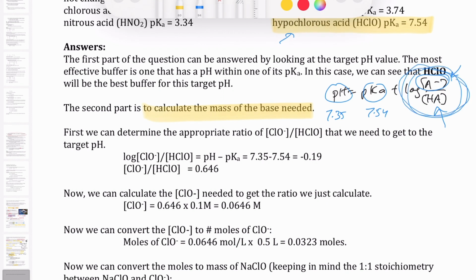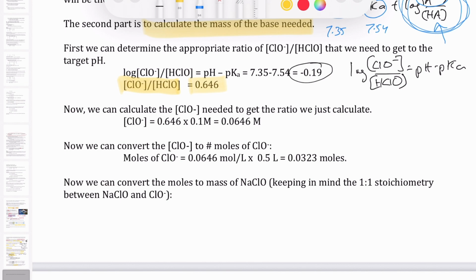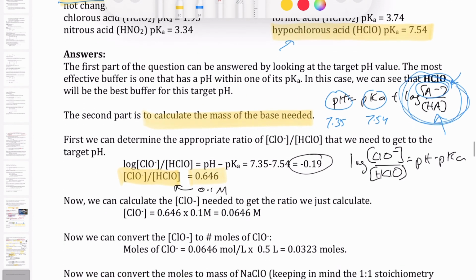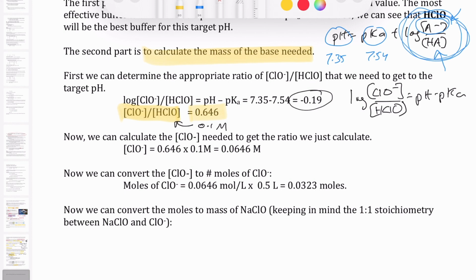The way I'm going to do that is first, I'm just going to solve for this log term right here. Okay, so I'm going to isolate that log term. The A minus here really is this guy, right? ClO minus, and then the acid or the HA is HClO, and that should equal pH minus pKa. And so if you subtract pKa from pH, you get negative 0.19. And if you take out the log portion and just get the ratio, ClO minus over HClO, you get 0.646. So that means that to get that particular pH, the ratio of the base to the acid has to be 0.646. Well, I know the concentration of the HClO is 0.1 molar, I was given that information in the question.